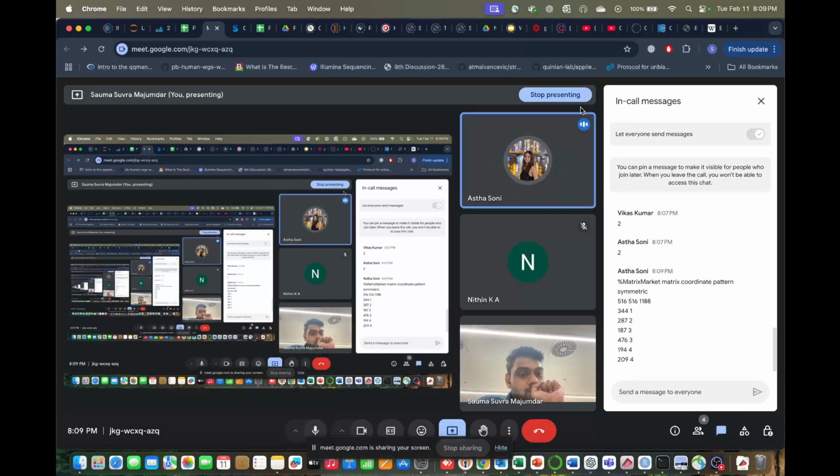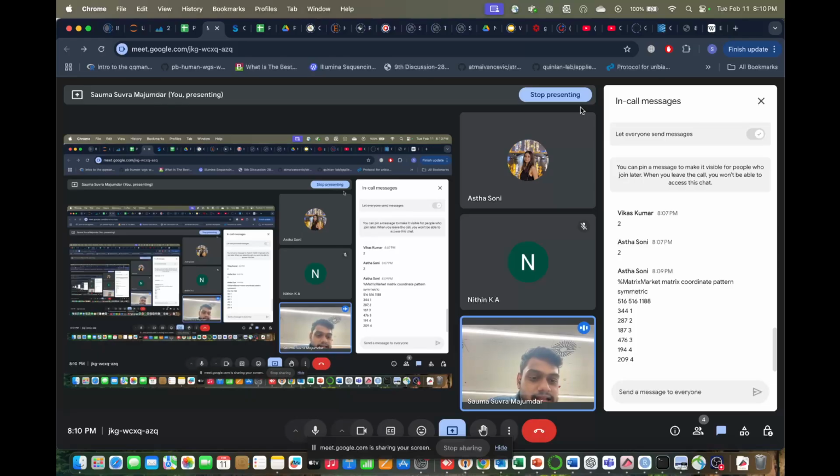Can you see in the chat? So there's more data, but in this format. What they're saying is they have given the connection between 344 and 1, but they have not given the inverse connection. For the inverse connection, you have to assume that it's symmetric.